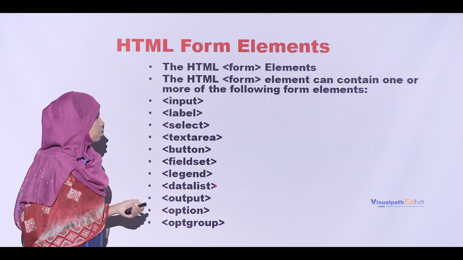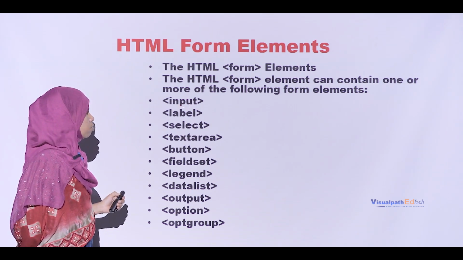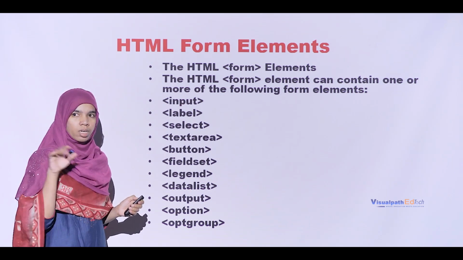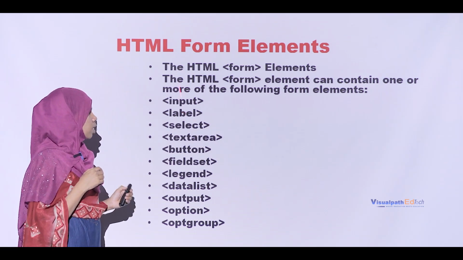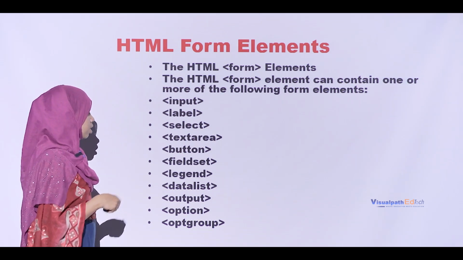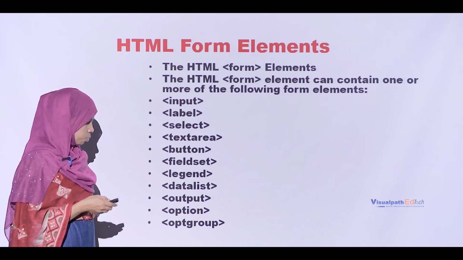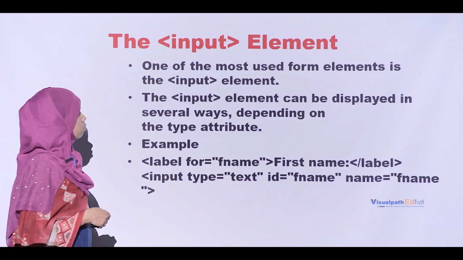Okay. And these are the various HTML elements we are having inside the forms for input. If at all the user is giving any input data in the form, you will be making use of the input tag, label tag, select tag, text area, button, field set, legend, data list, output, option, and so on. So each one of them you will be listing now.